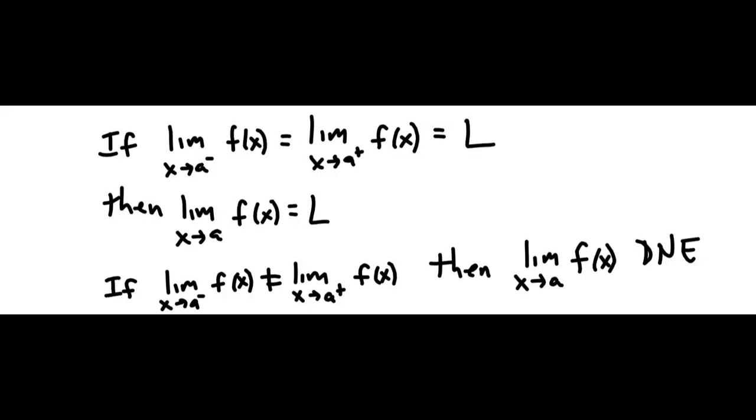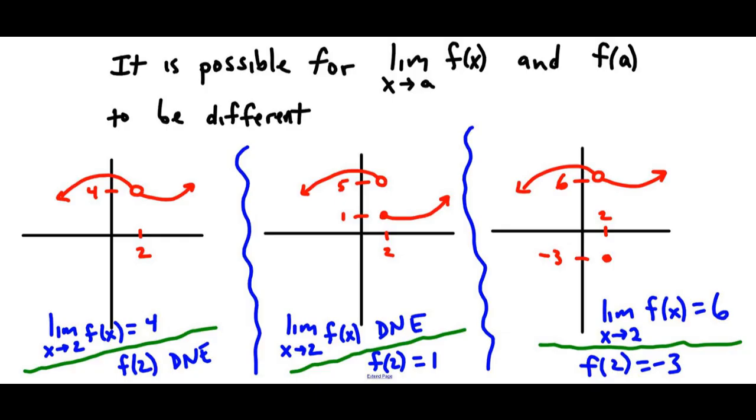So if the limit from the left equals the limit from the right, and I'll just call that capital L, then that means that the limit in general exists. So the limit as x approaches a in this case exists. But if the limit from the left does not equal the limit from the right, then the limit of the whole function at that point a does not exist.